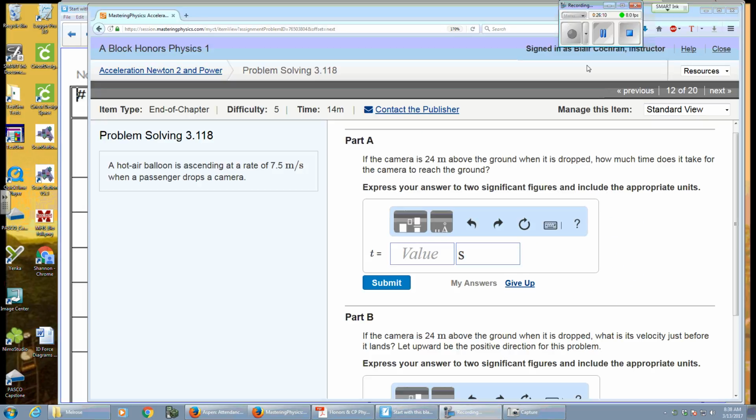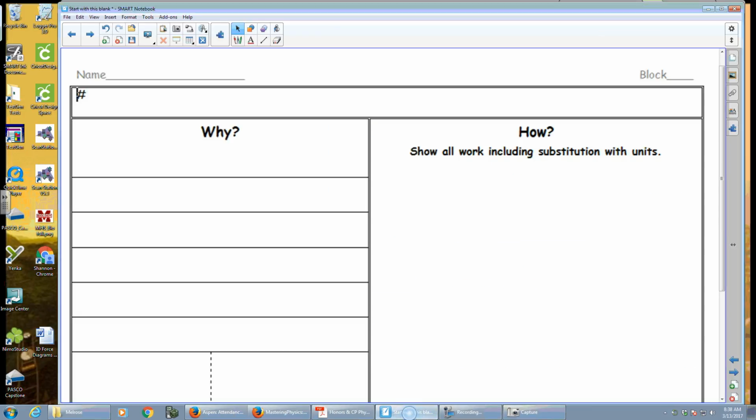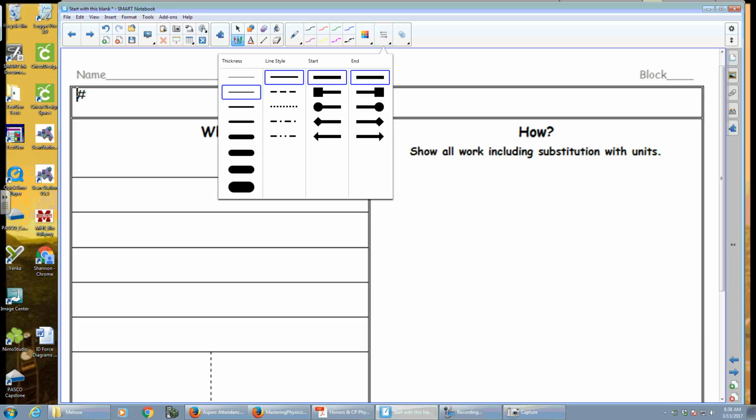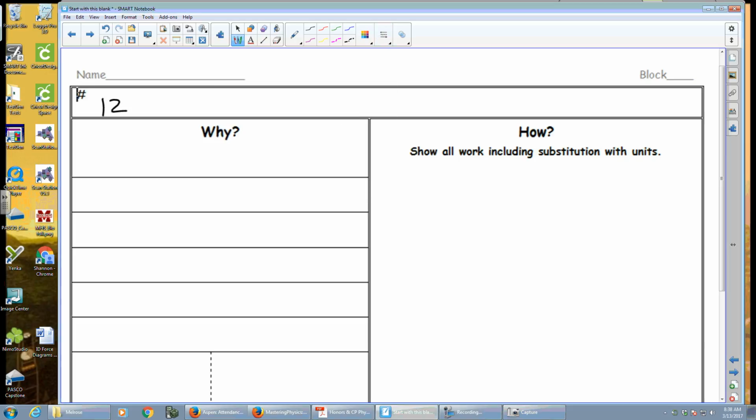All right, well, we'll get at least a little bit done on 12 here, which is the hot air balloon going up, and you drop the camera, and what is the time it takes to reach the ground? So, factors I would put in here, things like balloon and camera start upwards. Camera is in free fall.